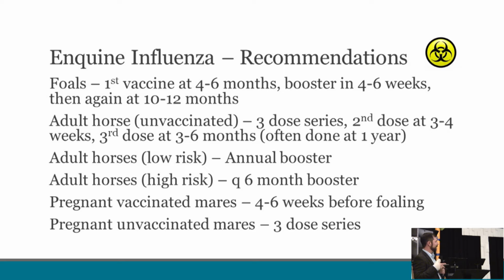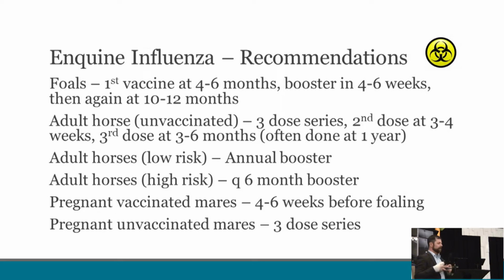Pregnant, vaccinated mares should be vaccinated about 4 to 6 weeks before foaling. That's just to make sure that their colostrum is going to have a good amount of immunity to pass on to their foals. And pregnant, unvaccinated mares should receive the same 3-dose series there.